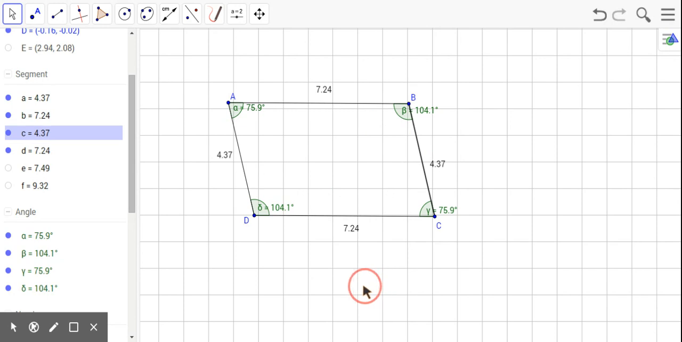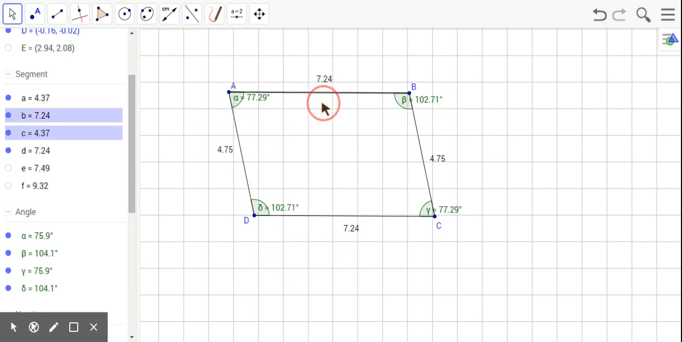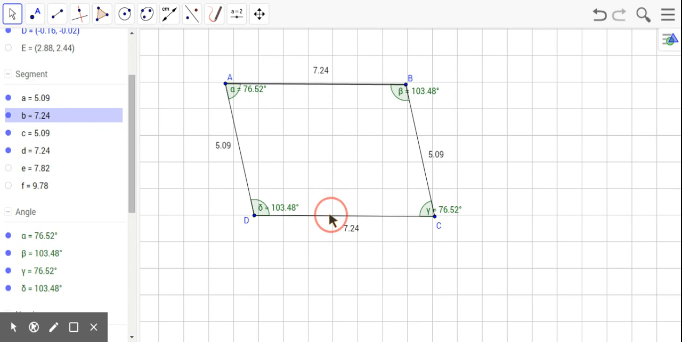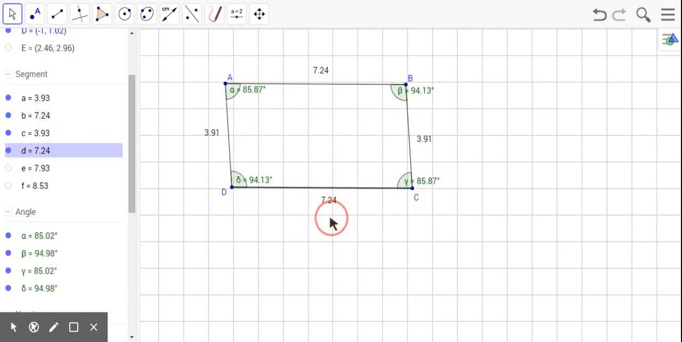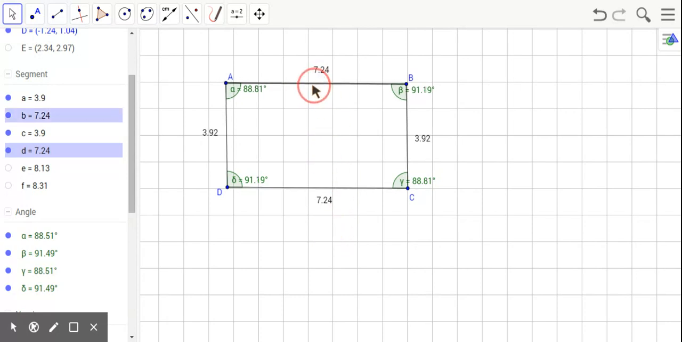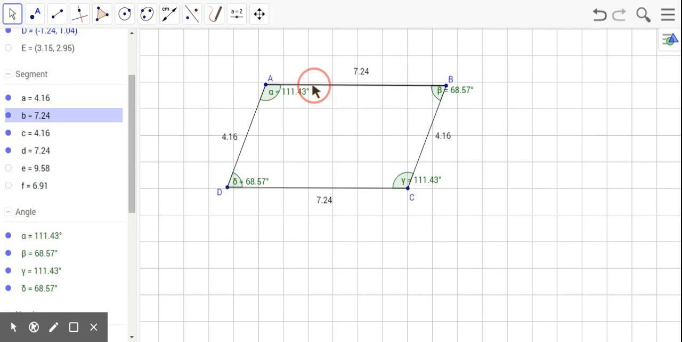Okay, go ahead and pause the video and discuss with your group what you think happens. Okay. What I hope you notice is that if you add the sums of your consecutive angles, they always add up to 180 degrees, which means that they are supplementary. So in a parallelogram, consecutive angles, angles that are beside each other, are supplementary.